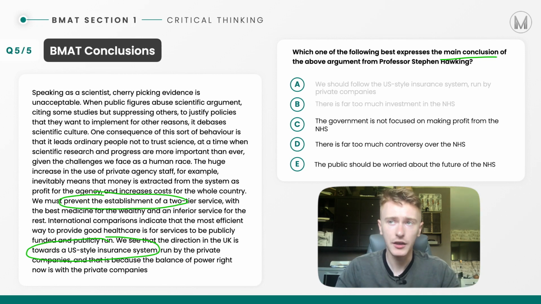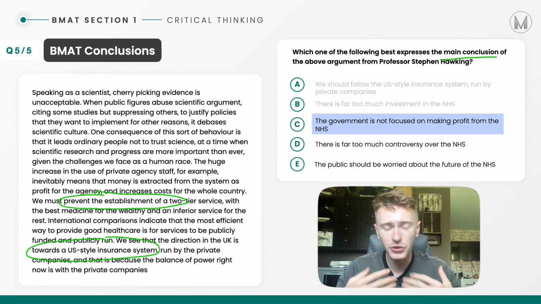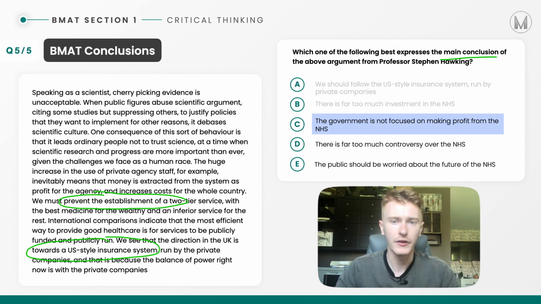Answer option C, the government is not focused on making profit from the NHS. Well, clearly that could be the case from the outside reading, you know that is the case. However, he's not directly talking about what the government's aims are here. He's simply stating what is the current state of play and what's his opinion of it. So actually, answer option C is incorrect.